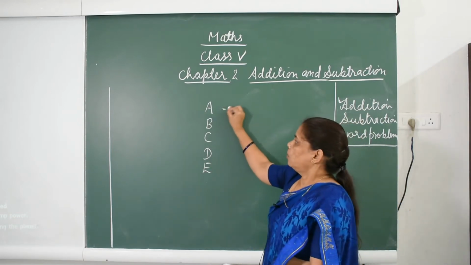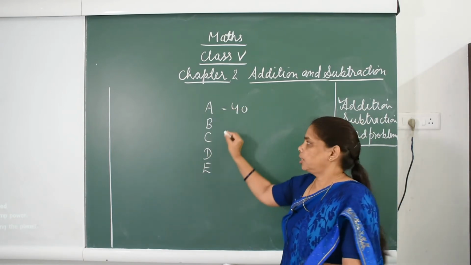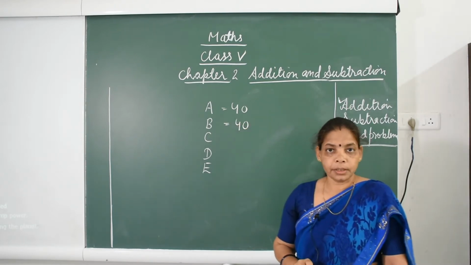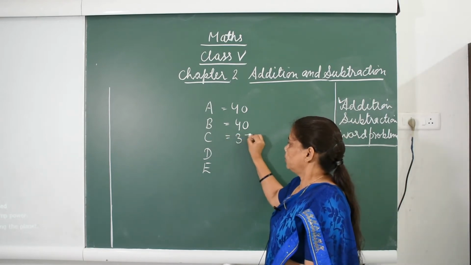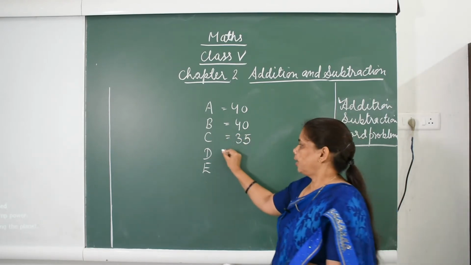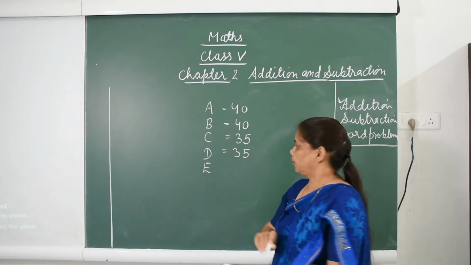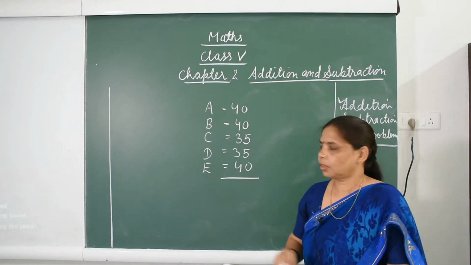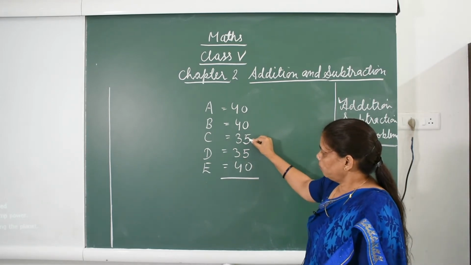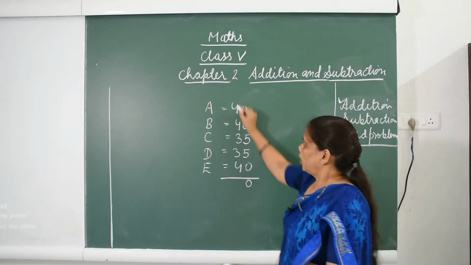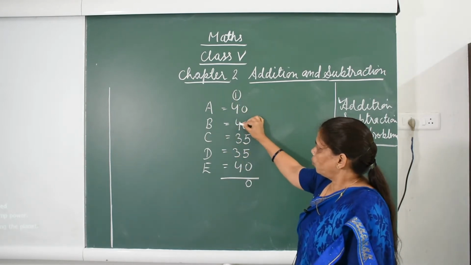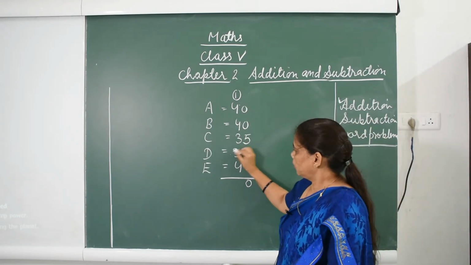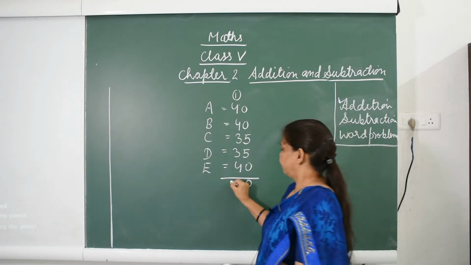Suppose there are 40 students in section A, 40 students in section B, 35 in section C, 35 in section D and 40 in section E. So after adding this: 0 plus 5 plus 5 is 10, carry over. 4 plus 4 is 8, 8 plus 1 is 9, 9 plus 3 is 12, 13, 14, 15, 16, 17, 18, 19.